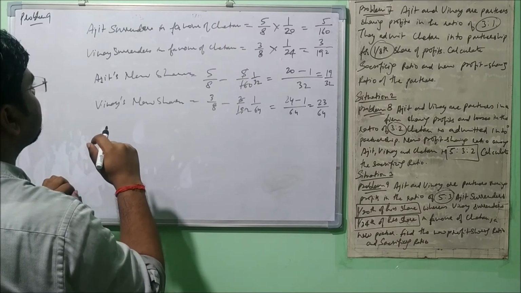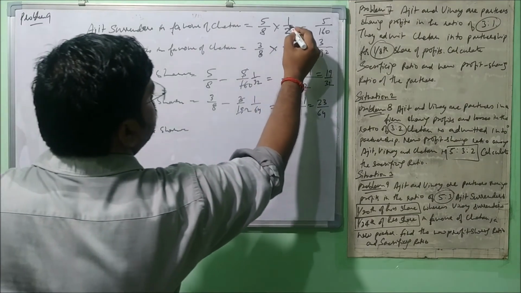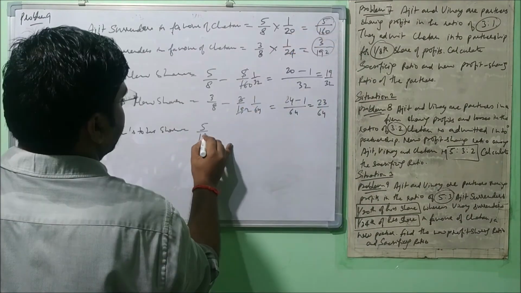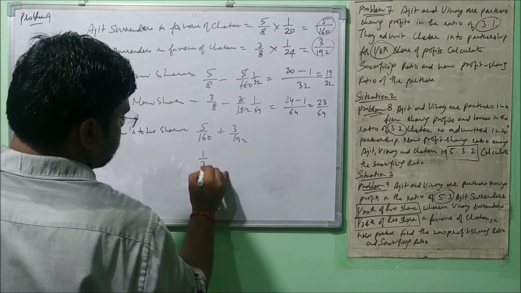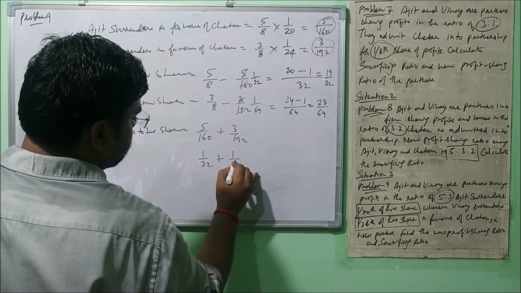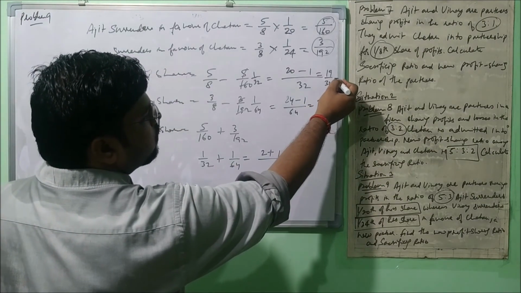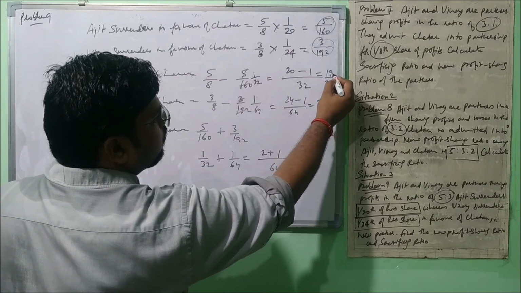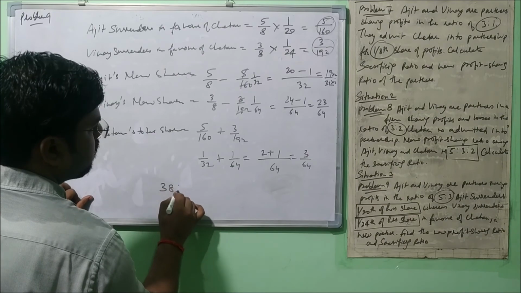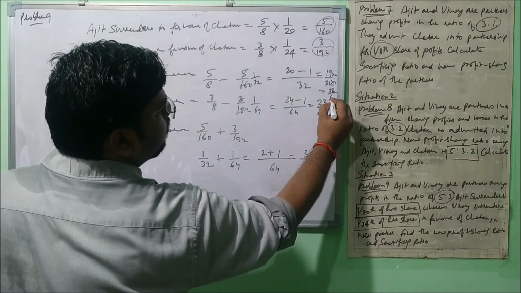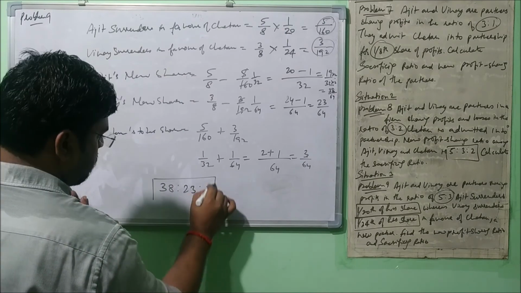Now Chetan's total share: we got two portions, one this and another that. 5/160 plus 3/192, which has been shortened as 1/32 and 1/64. That is 3/64. Now we have to convert this in 64, so we multiply with 2. So the new ratio comes out 38, this has become 38/64. So 38, 23, and that is the new ratio.